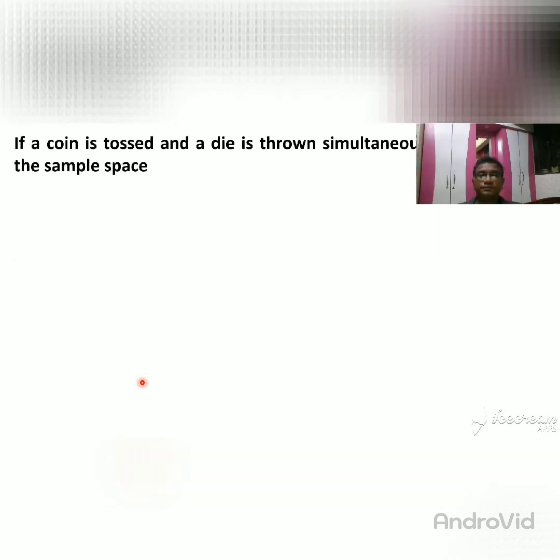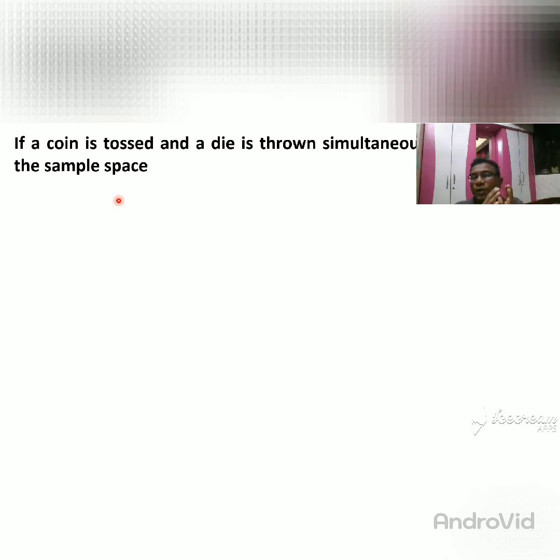Then another: if a coin is tossed and a die is thrown simultaneously, the sample space. What they say is that a coin is tossed means you have tossed the coin and the die at the same time. Means you have kept your die and you have kept your coin, both are kept here, and just throw them. So what happened? Just see here.